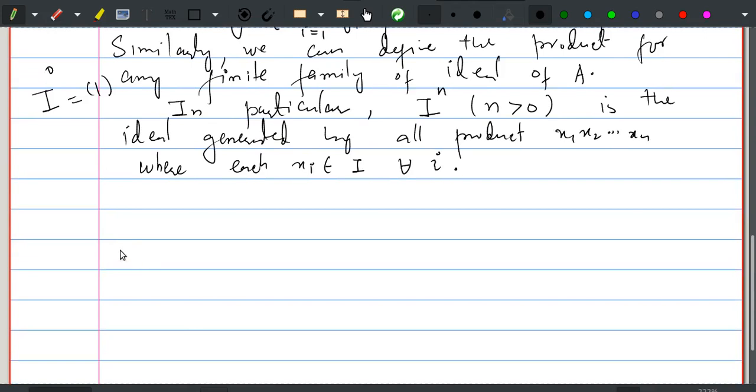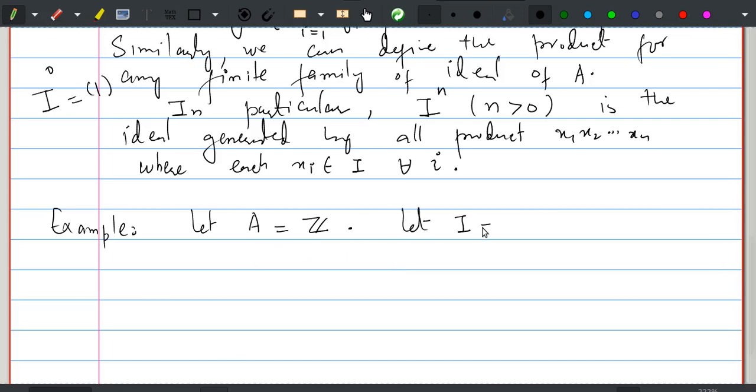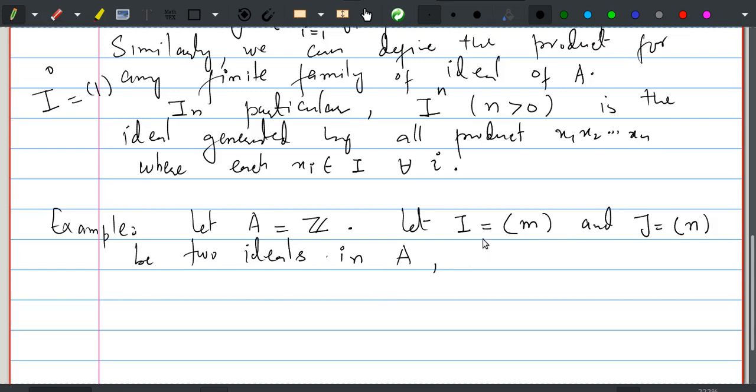Now let us consider an example. Let A be the set of integers. Now Z being a principal ideal domain, each ideal in Z is principal. So let us take two ideals, say I and J in A. Let us suppose I is the ideal generated by a positive integer m, and J is the ideal generated by n. Note that m and n are positive integers.